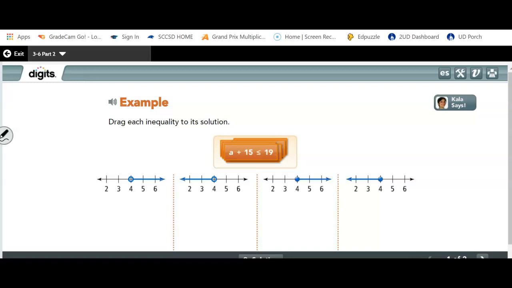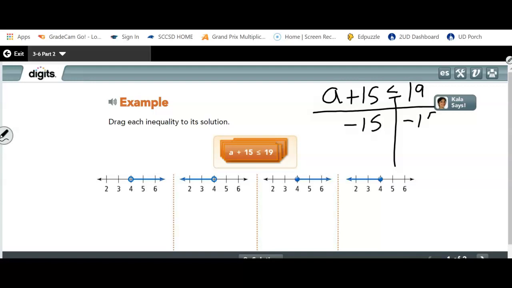All right, you should have those drawn or close. Now we're going to solve the inequalities. So I have a plus 15 is less than or equal to 19. What time is it? T-chart time. Just like equations, we're going to be using a T-chart. Inverse operations here. What am I going to do to both sides? Samantha. Minus 15. Minus 15.